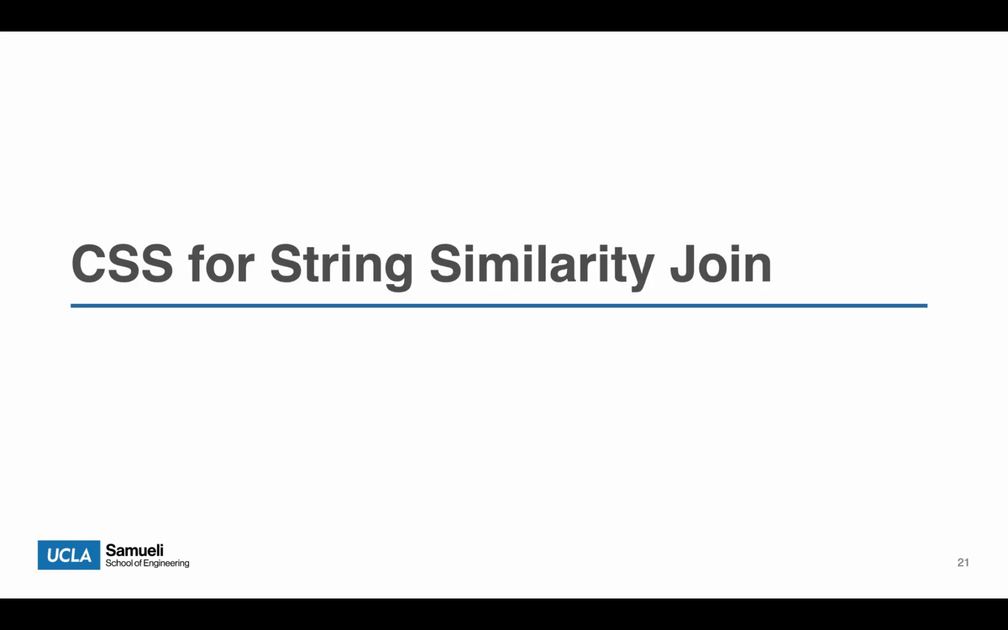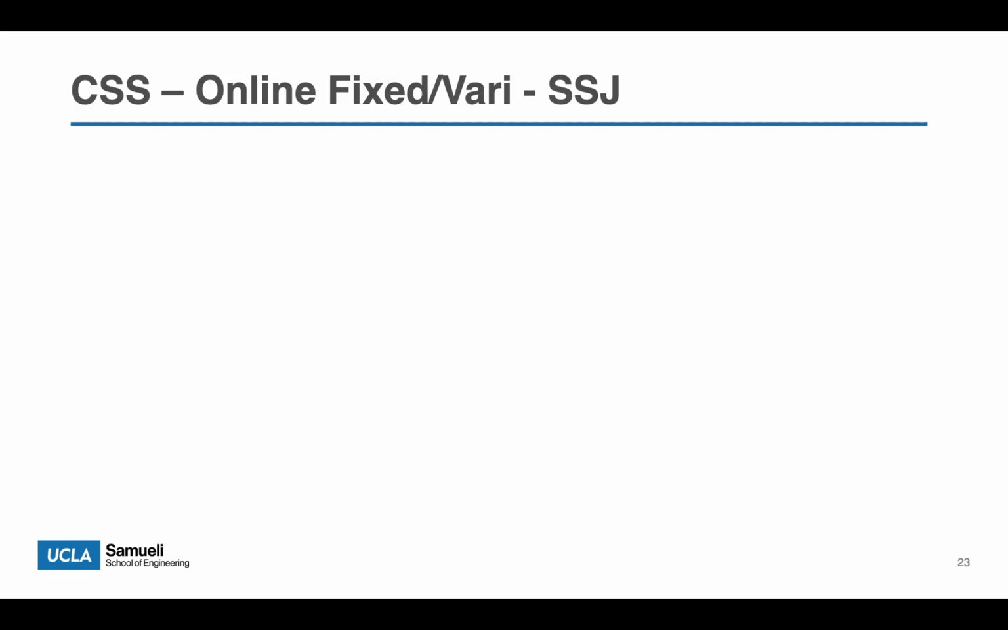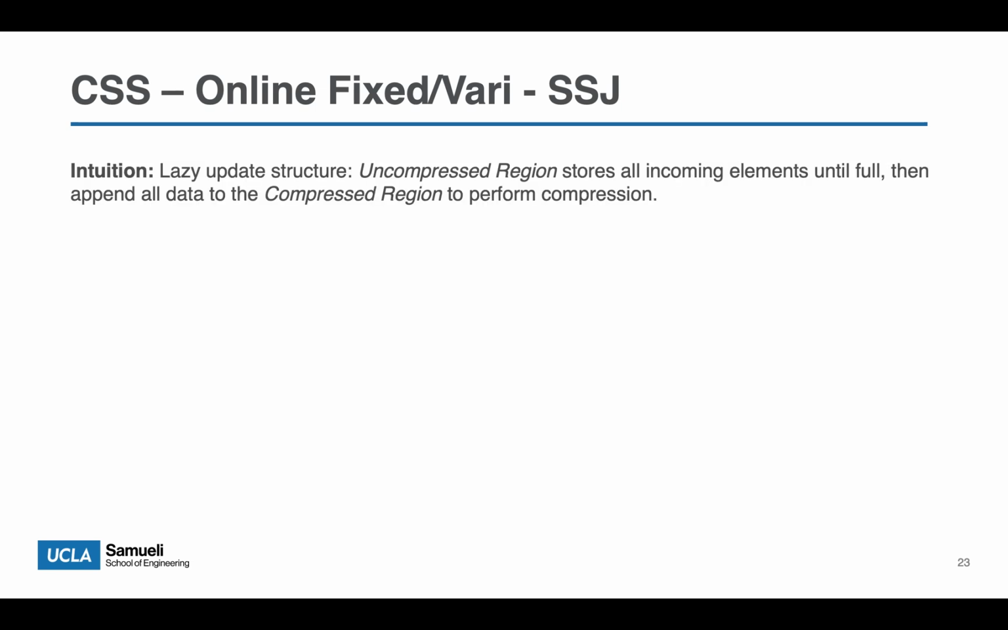Now, after string similarity search, I want to present our work CSS under the setting of string similarity join, which is a more critical and more difficult challenge to solve. As some of you may notice, a naive way to solve this problem is just to extend the offline method. The intuition here is that we use a lazy update structure. The uncompressed region stores all the incoming elements until the buffer is full, and then we append all the data to the compressed region to perform the compression.